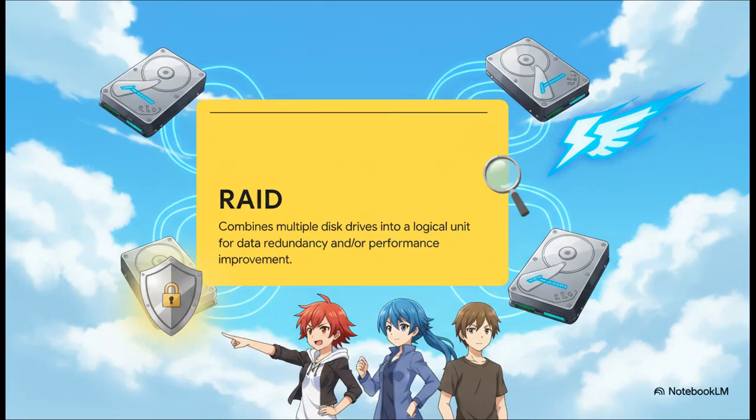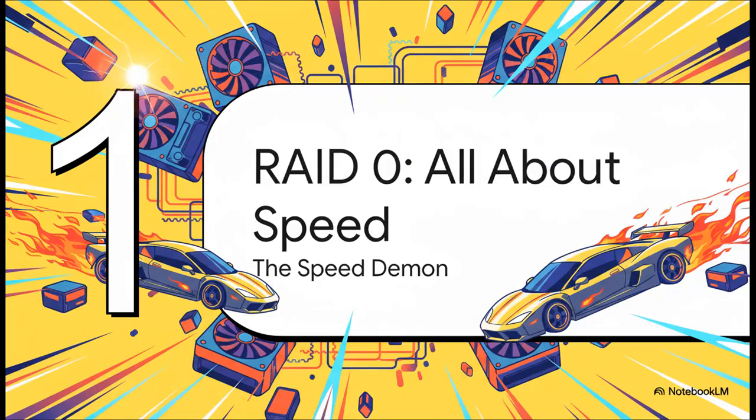Okay, so what is this magic? RAID stands for Redundant Array of Independent Disks. I know it's a bit of a mouthful, but the idea is actually pretty simple. You take a bunch of separate, individual hard drives, and you use smart technology to make them work together as one team. And that team has two main goals: redundancy, which is just a fancy way of saying keeping your data safe from drive failures, and performance improvement, which means making your computer read and write data way faster. The different types of RAID, which we call levels, are all about finding the perfect balance between those two things: safety and speed.